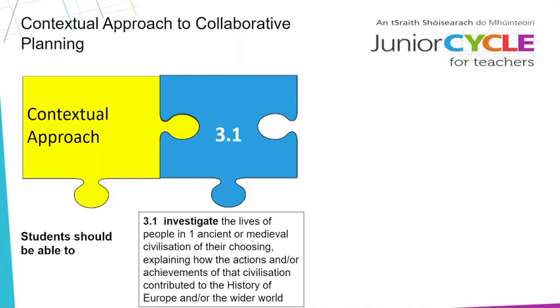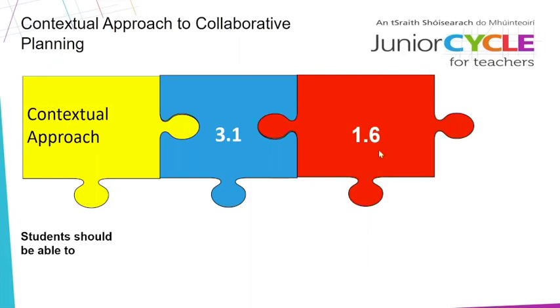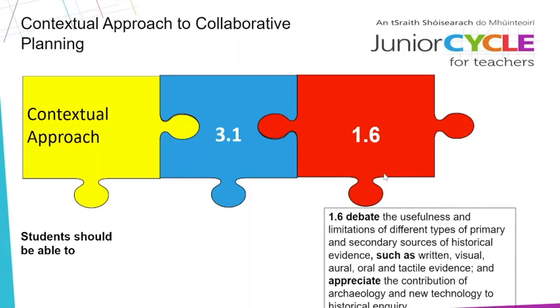As we know now, Strand 1, the nature of history, should underpin all the engagement with the key personalities, issues and events of Strand 2 and 3. Therefore, we have also chosen a learning outcome for Strand 1 to start off with. 1.6, debate the usefulness and limitations of different types of primary and secondary sources of historical evidence, such as written, visual, oral and tactile evidence, and appreciate the contribution of archaeology and new technology to historical inquiry.